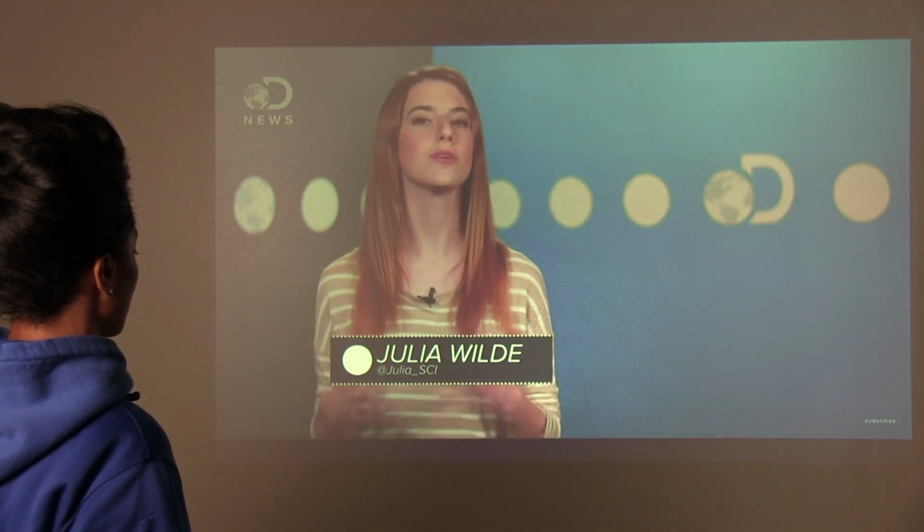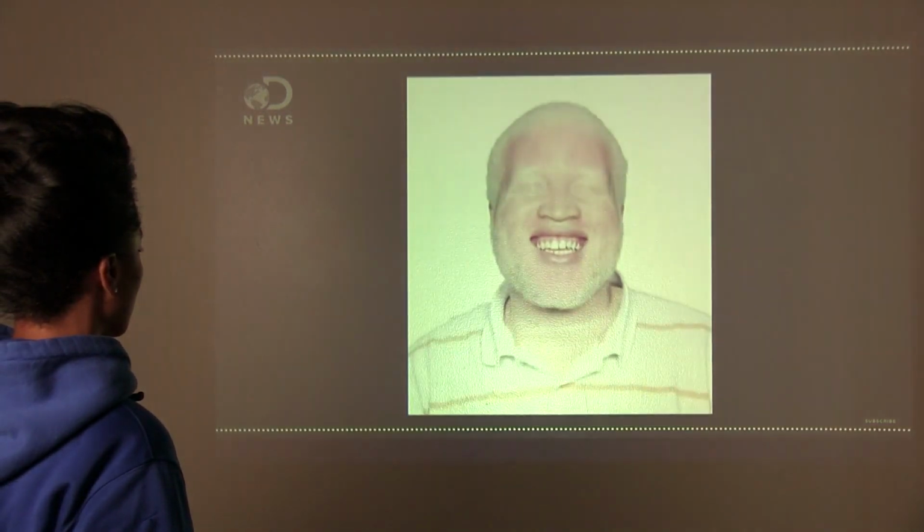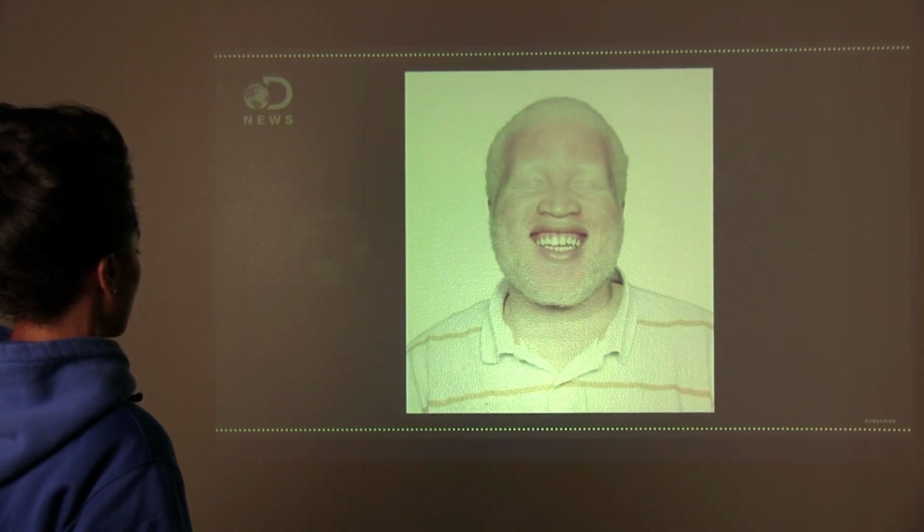Hey guys, Julia here for D-News. Albinism is a genetic condition where a person's body isn't able to make pigment, so people with this condition have white skin and hair with light blue or pink eyes. Albinism is a complex disorder.